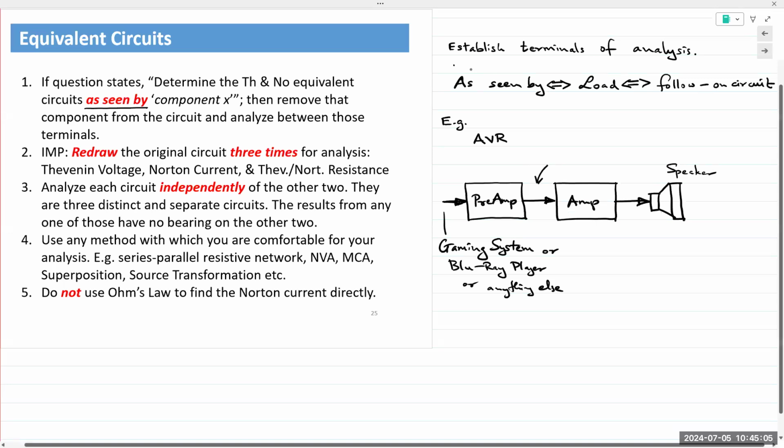So the Thevenin resistance of both should be the same. And the same thing applies here also.